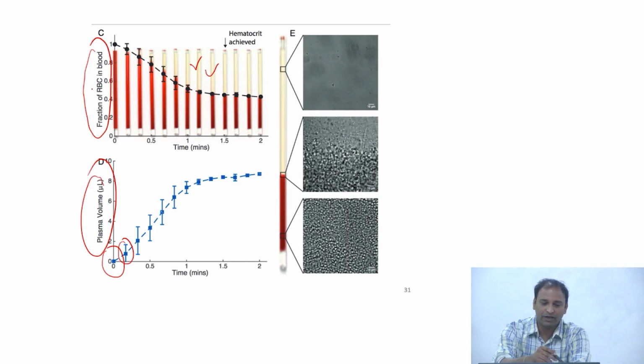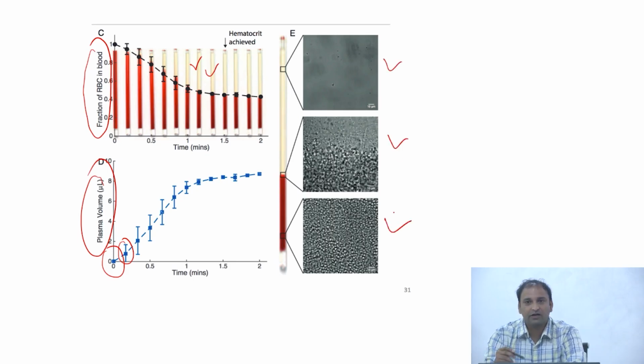This is monitoring the fraction of RBCs in the blood and the plasma volume. And these are the microscopy images taken at different locations. In the top region where it's only plasma, there are absolutely no cells. That means all the cells that were there have settled, and that's the interface here, between the clear fluid and the settled RBCs, and that's your image where you have a lot of RBCs.